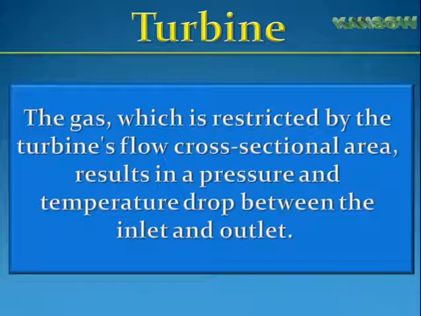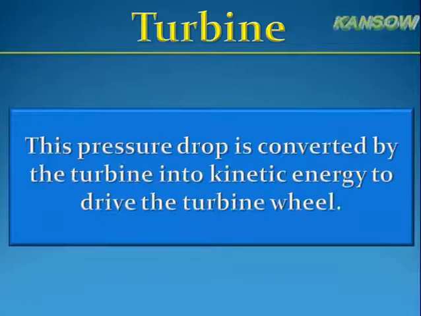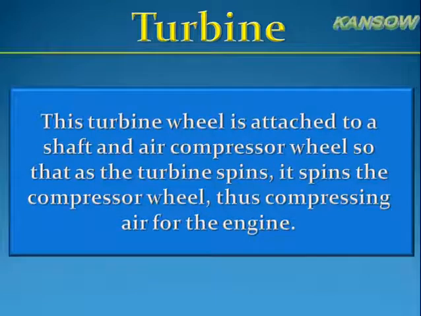The gas, which is restricted by the turbine's flow cross-sectional area, results in a pressure and temperature drop between the inlet and outlet. This pressure drop is converted by the turbine into kinetic energy to drive the turbine wheel. This turbine wheel is attached to a shaft and air compressor wheel so that as the turbine spins, it spins the compressor wheel, thus compressing air for the engine.